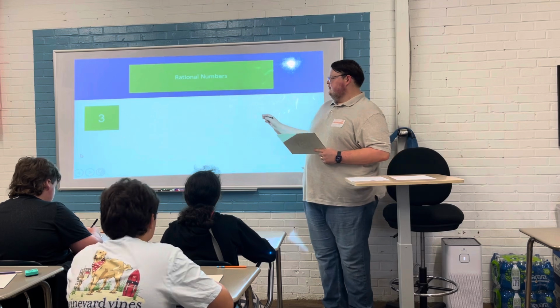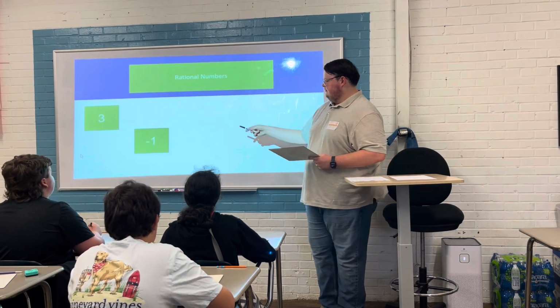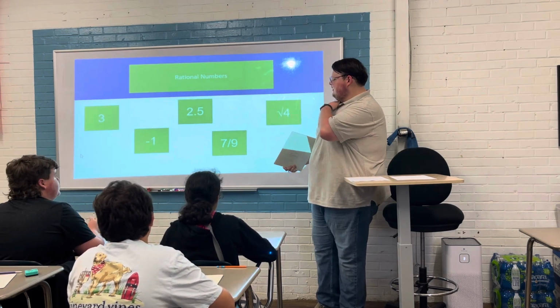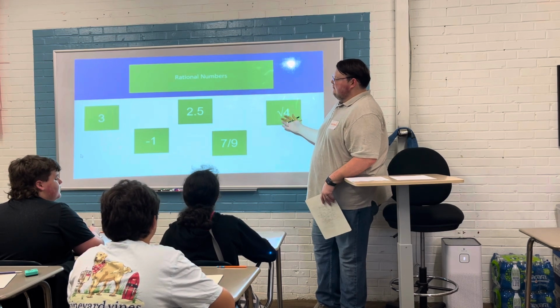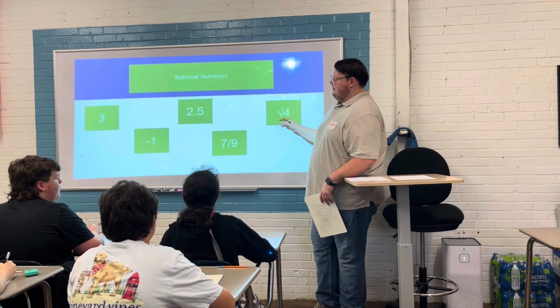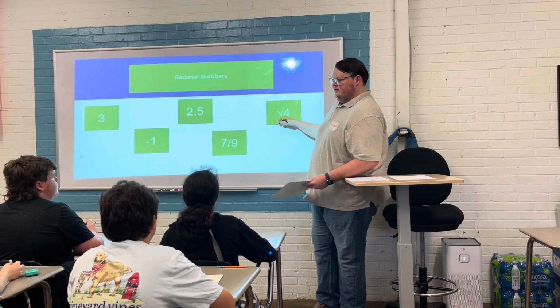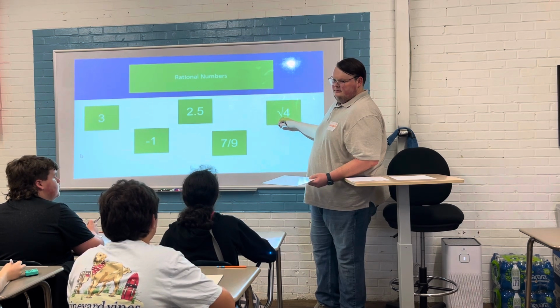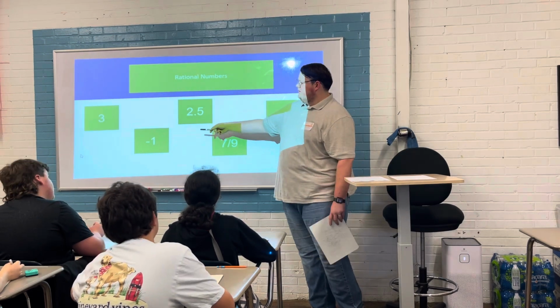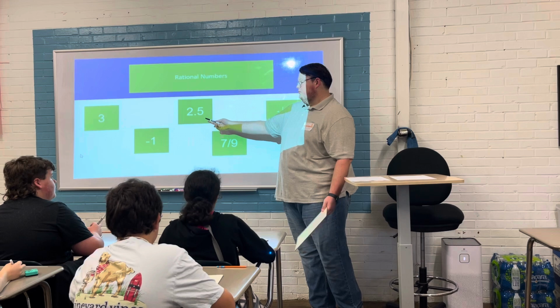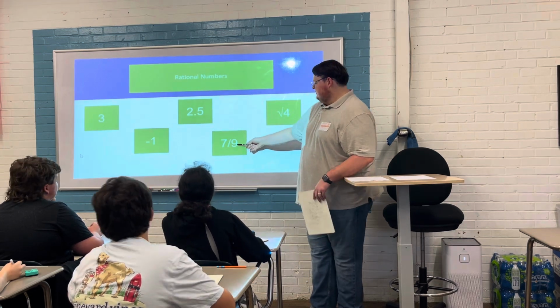Okay. These are examples of what rational numbers are. 3, -1, 2.5, 7 over 9, square root of 4. Pretty much for it to be a rational number, it cannot be repeating. Like the square root of 4, what is the square root of 4? Do y'all know? 2. It'd be 2, which is just a real number. 2.5 does not repeat. -1 is just a real number with a negative. 3 is a real number. 7 over 9.